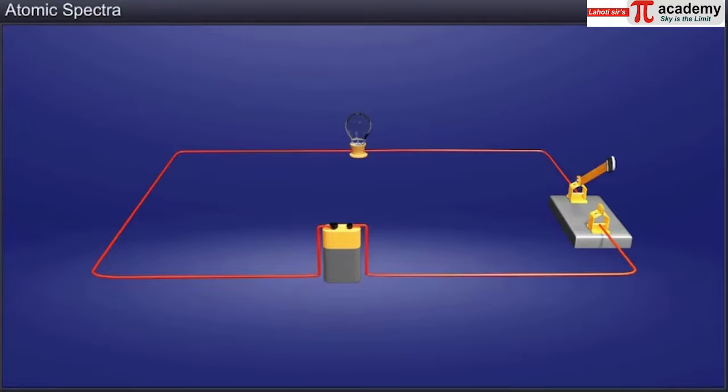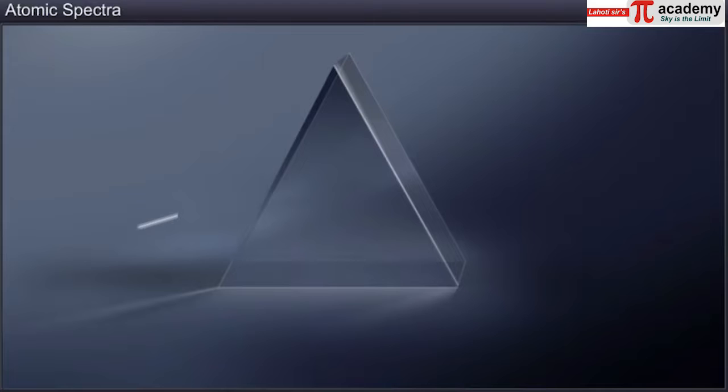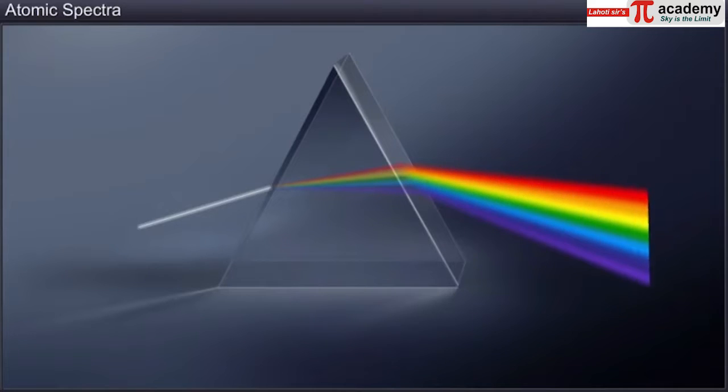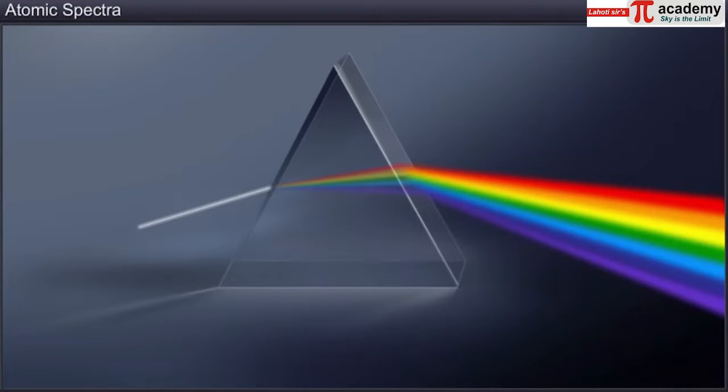For example, when the filament of an electric bulb is heated, it emits white light consisting of radiations in the visible range. When this white light is passed through a prism, we obtain a continuous spectrum consisting of all the wavelengths in the spectrum. The spectrum appears as bright lines where one color gradually merges into the other, without a clear demarcation between the adjacent colors.